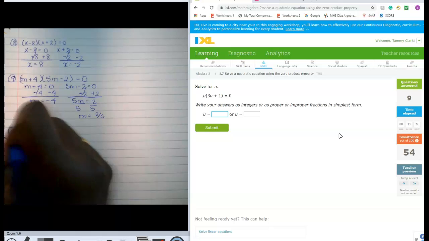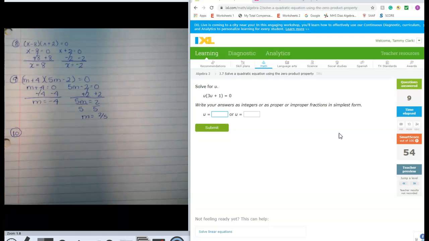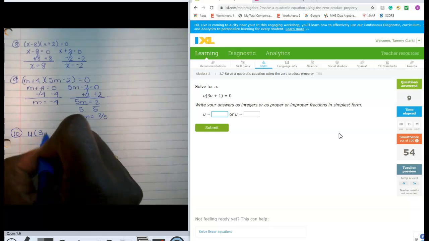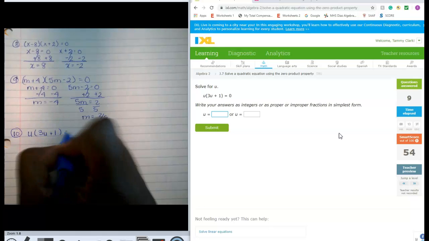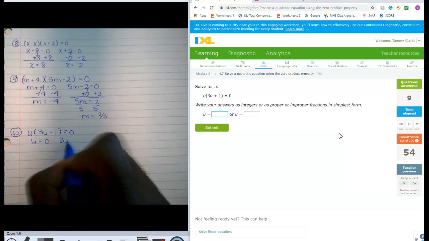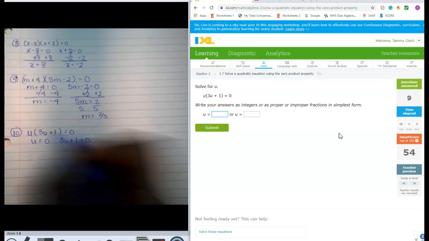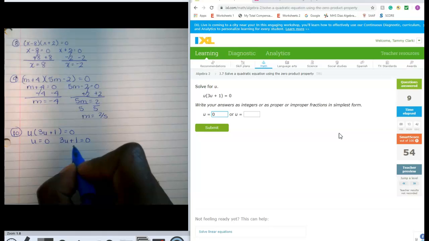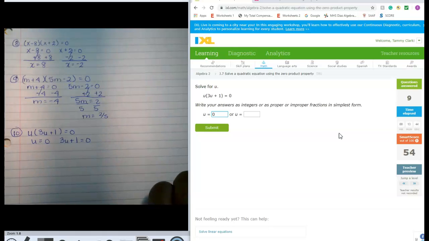Number 10, and perhaps you saw that. You should have warned me. So we've got u multiplied by 3u plus 1 equals 0. Set u equal to 0 and 3u plus 1 equals 0. u equals 0, that's already solved for u. Now let's, oh that's funny, that's already solved for u.